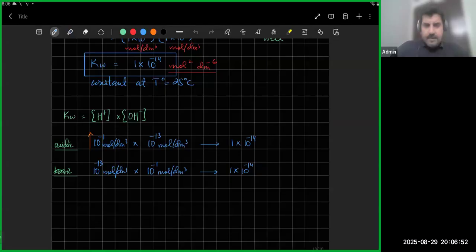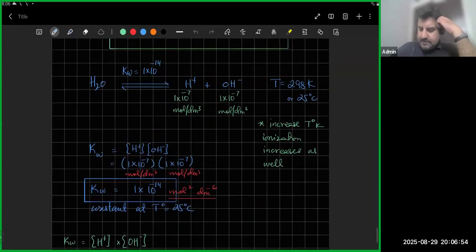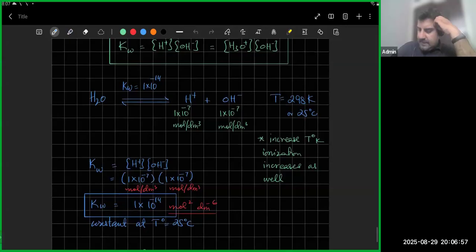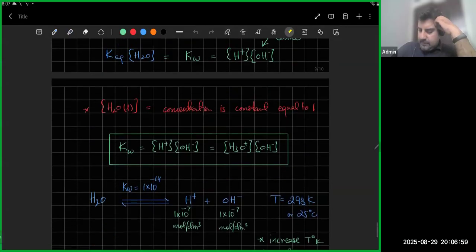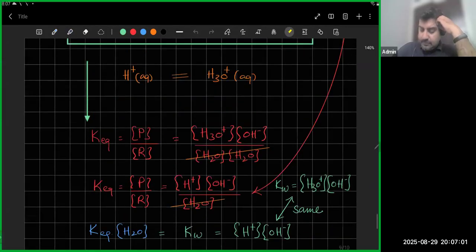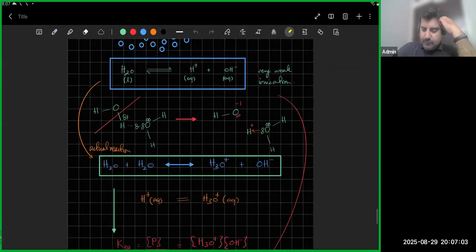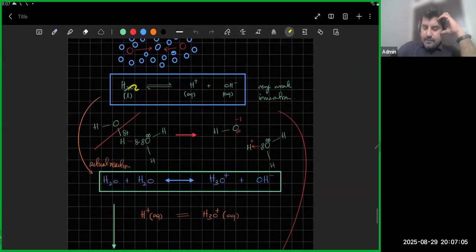Okay, this is just a quick recap. Where did we stop? What was the last thing that we did? Basically, we just did water ionizing. It was producing H plus one and OH minus ions. That's what it's doing.